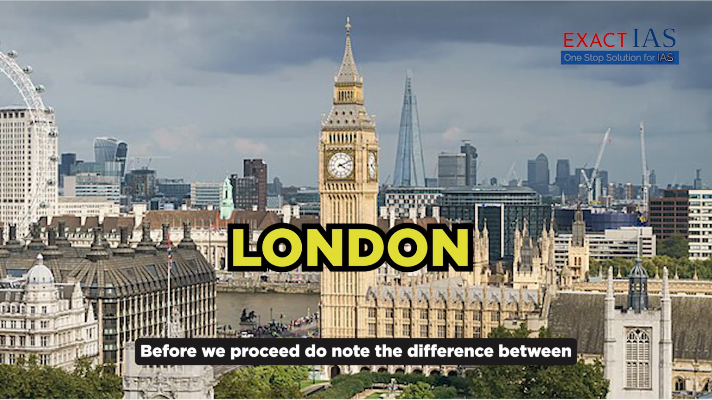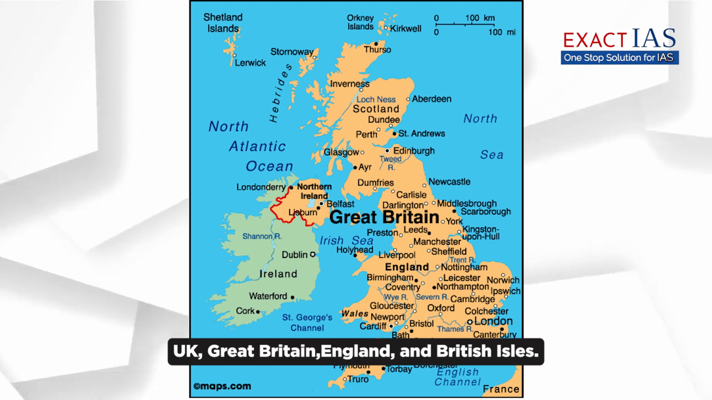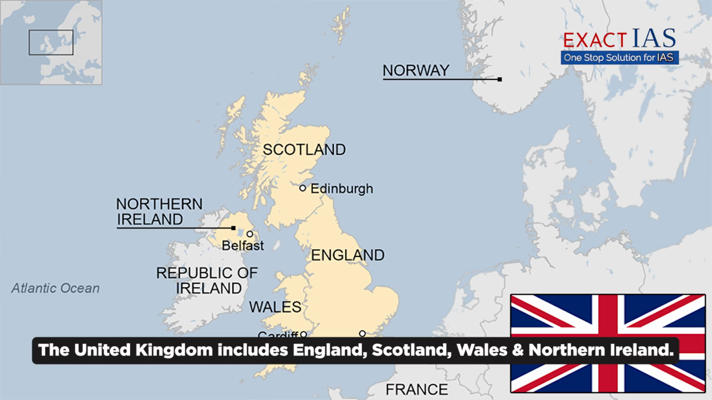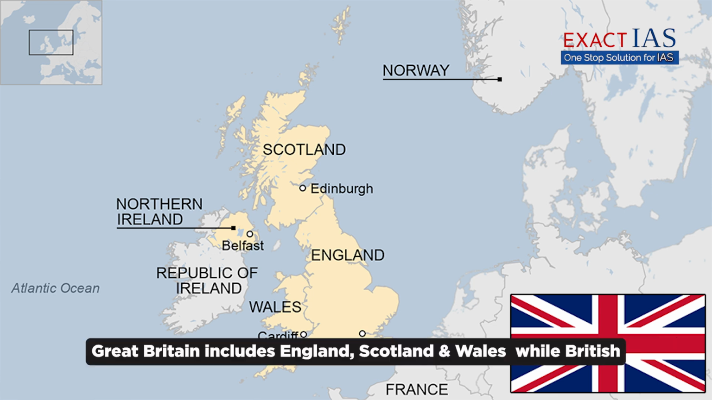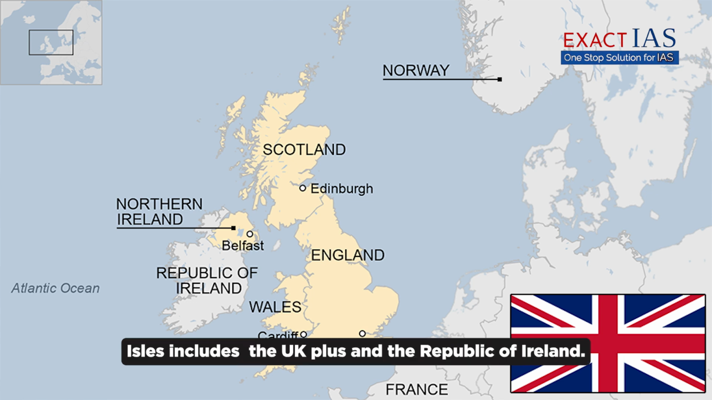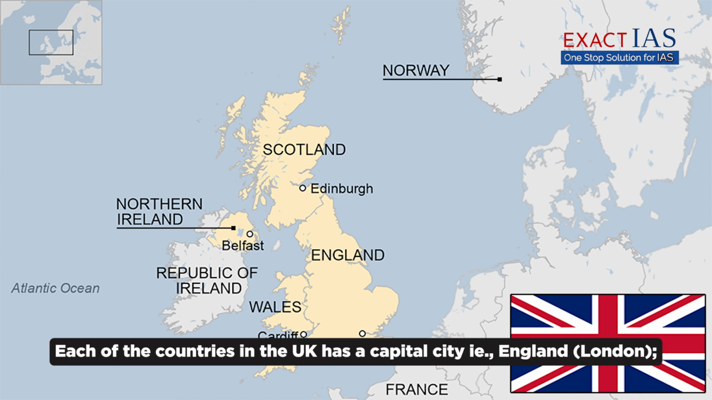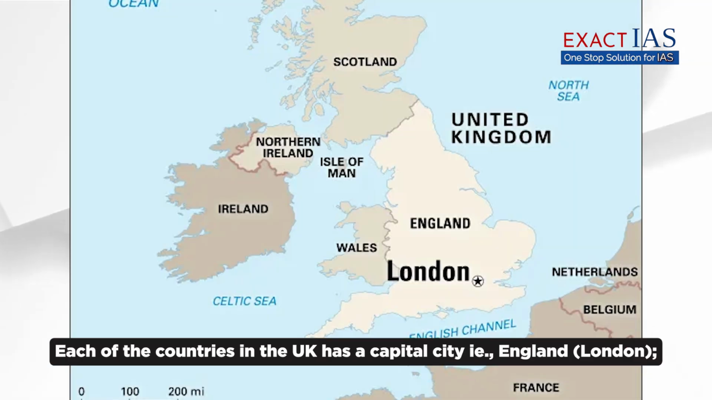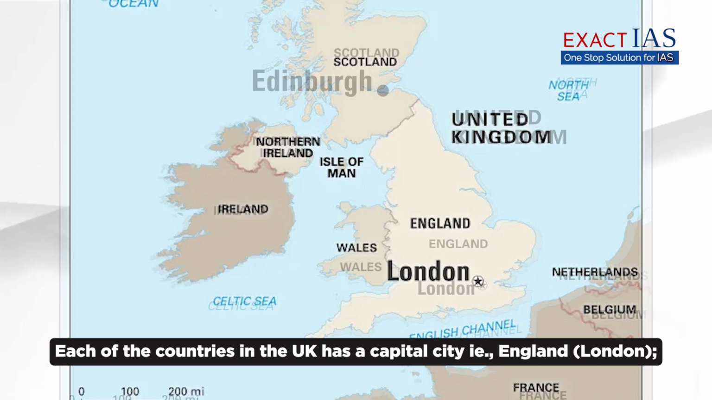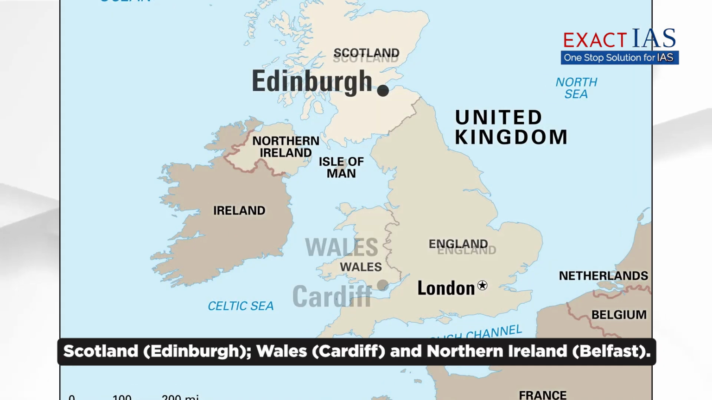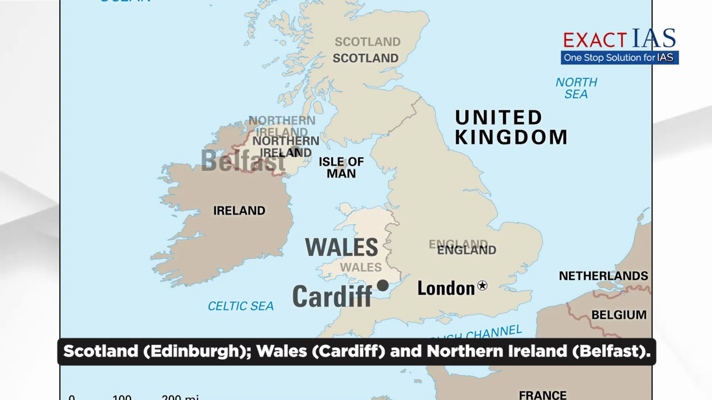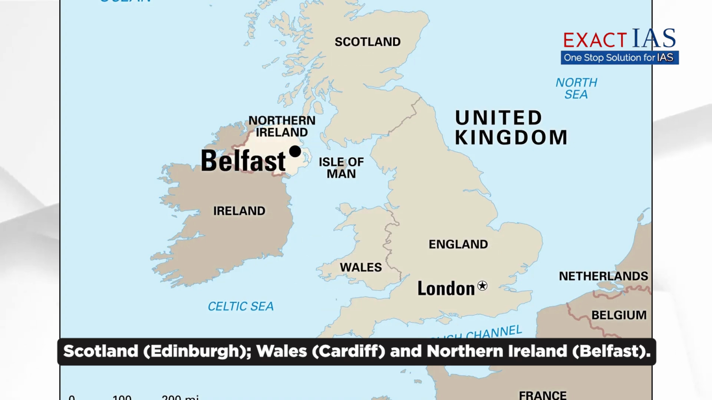Before we proceed, do note the difference between UK, Great Britain, England, and British Isles. It is the United Kingdom which includes England, Scotland, Wales, and Northern Ireland. Great Britain includes England, Scotland, and Wales, while British Isles includes the UK plus the Republic of Ireland. Each of the countries in the UK has a capital city. The capital of England is London, the capital of Scotland is Edinburgh, Cardiff is the capital of Wales, and Belfast is the capital of Northern Ireland.